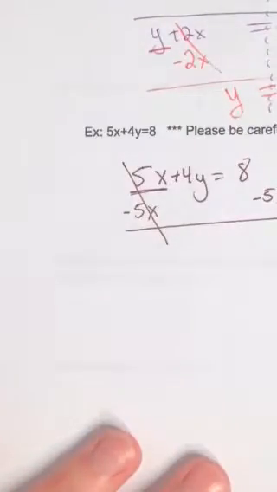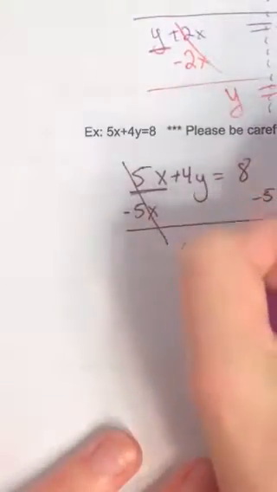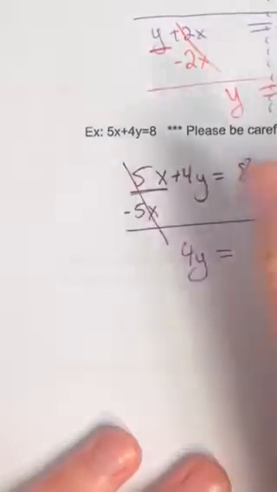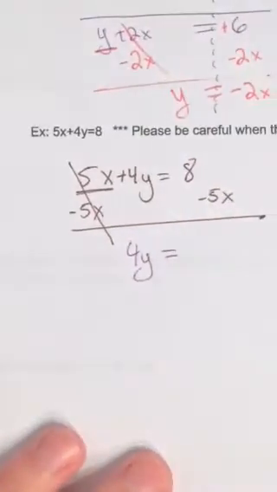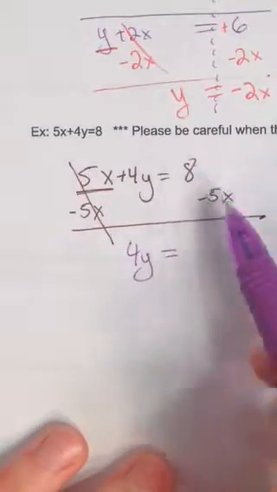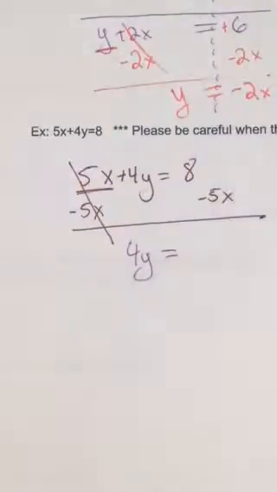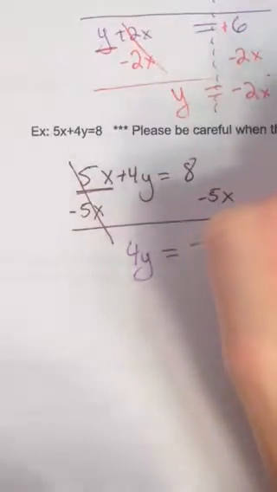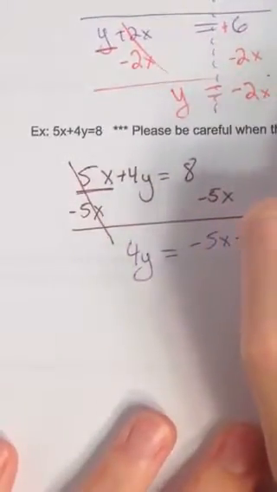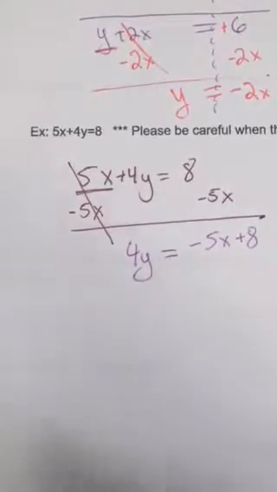So again, this cancels and I'm left with 4y equals, and again I cannot combine these terms here because one is a constant and one is an x, so I just am going to write it minus 5x plus 8. I always want to write the x first just because that's the form that I'm doing, okay?